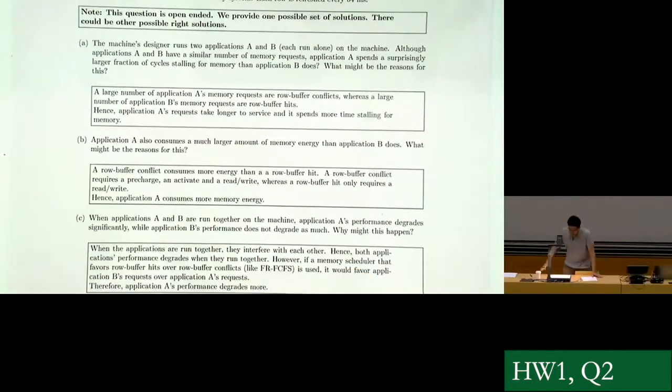Part A says the machine's designer runs 2 applications, A and B, each run alone on the machine. Although applications A and B have a similar number of memory requests, application A spends a surprisingly larger fraction of cycles stalling for memory, larger than application B does. What might be the reasons for this?